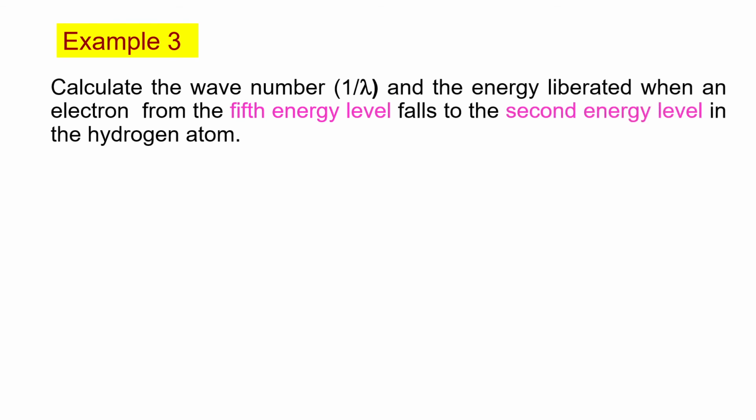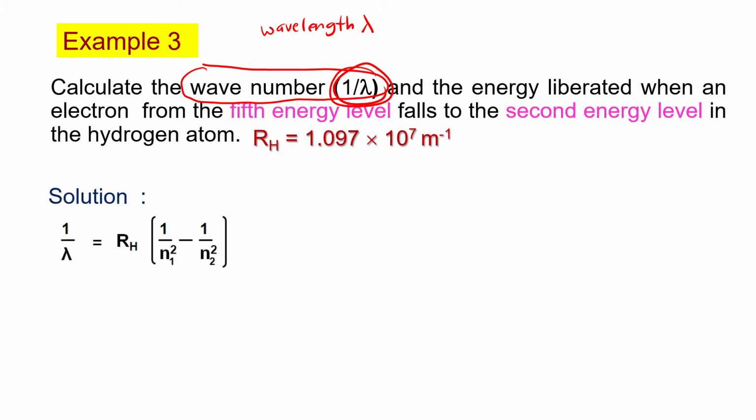Okay, so this is another example, to calculate for wave number. Wave number is different from wavelength. Wavelength is lambda, but wave number is 1 over lambda. Now calculate wave number and energy released when an electron drops from the 5th energy level to the 2nd energy level. We will use the formula 1 over lambda. Because of 1 over lambda, our RH is in per meter. Substitute N1, remember for this formula, N1 must be smaller than N2. So N1 refers to 2, N2 is 5.